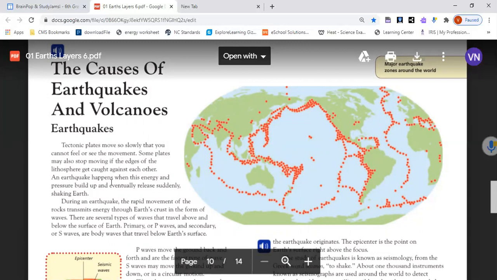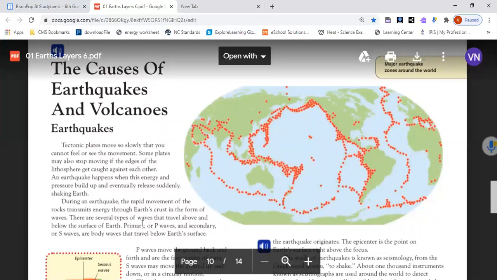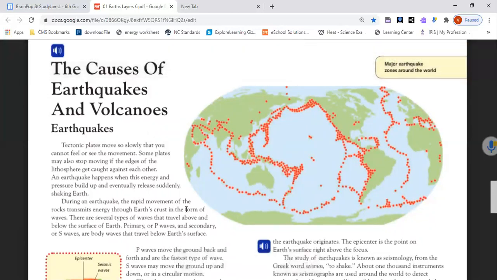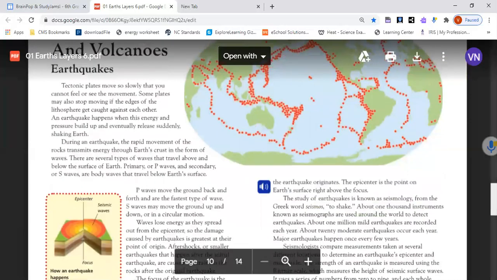The earthquake happens when this energy and pressure builds up and eventually releases suddenly, shaking the earth. During an earthquake, the rapid movement of the rocks transmits energy through the Earth's crust in the form of waves. There are several types of waves that travel above and below the surface of the Earth. The primary wave, also called the P wave, and the secondary wave, also called the S wave, are the body waves that travel below the Earth's surface. Again, remember the P wave and the S wave travel below the Earth's surface.